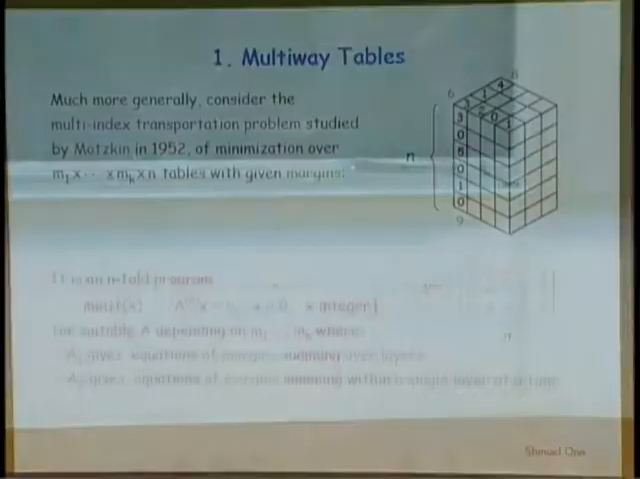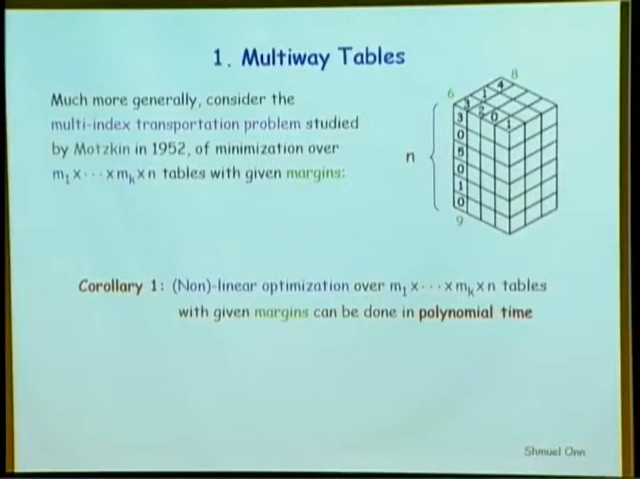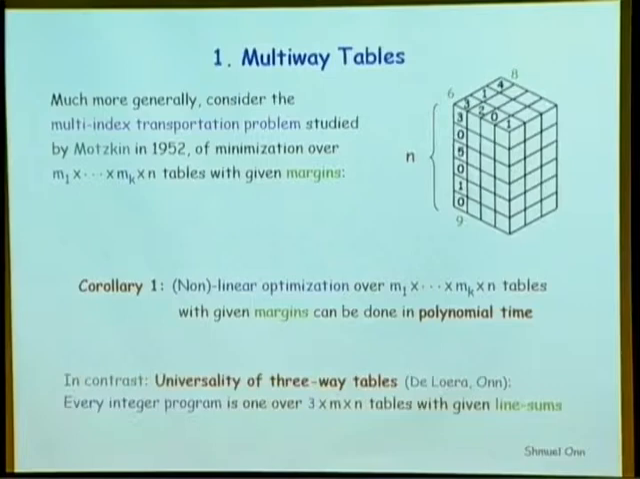And okay, so here is a corollary. We can do non-linear optimization over such tables in polynomial time for every fixed n, and this is a variable number of variables. So let me discuss this universality a little bit. So what is this universality? So we have the following theorem.